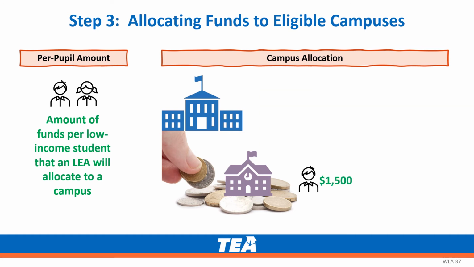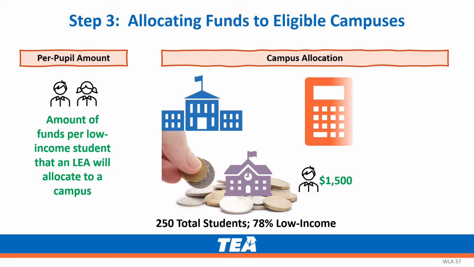For example, if the per pupil amount that is determined by the LEA for the campus is $1,500, and the campus has a total of 250 students, and 78% of the students come from low-income families, the number of low-income students would be 195. The LEA would determine the campus's allocation by multiplying 195 by 1,500. The campus allocation would be $292,500.